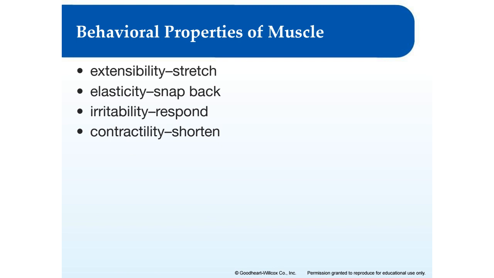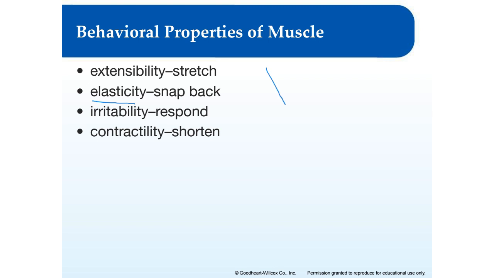So some properties of muscle: muscle is extensible. It has this property called extensibility, which basically means that I can stretch it out, which is important, right? If we think about when we're exercising, one of the most important things we need to do is stretch our muscles out. So muscle has the ability to stretch, and then it's also elastic. It has the ability to snap back.